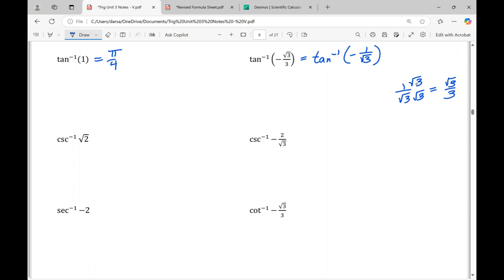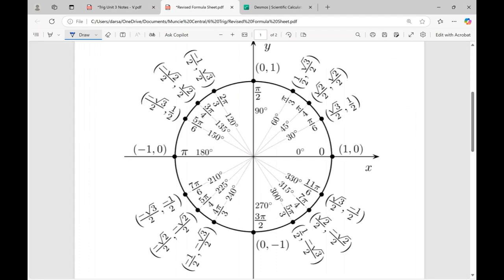So these things are equal to one another. So what we're really looking for here is a y over x of 1 over square root of 3. So let's come over here, and it needs to be a negative 1 over a square root of 3. So we get 11 pi over 6.